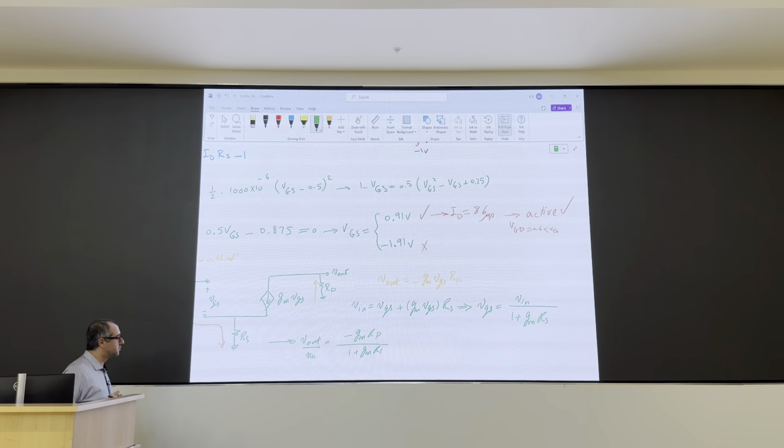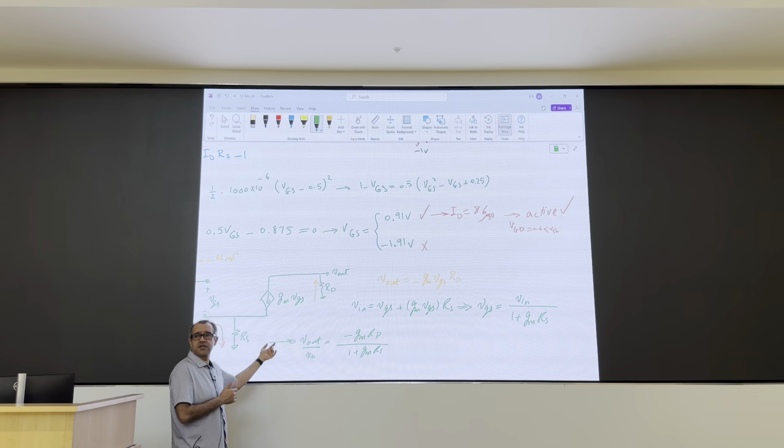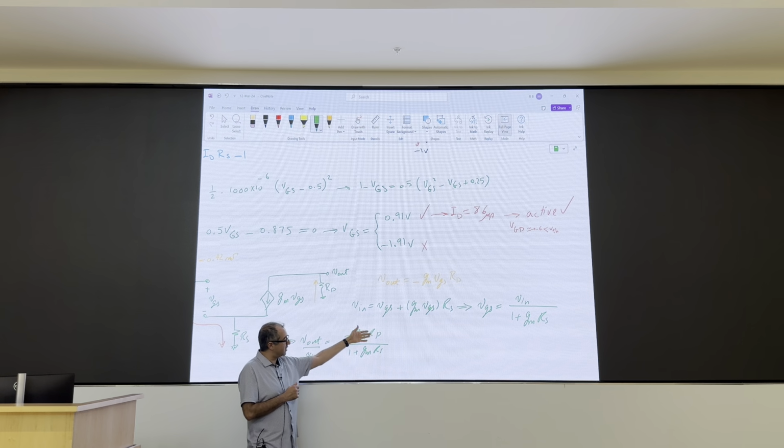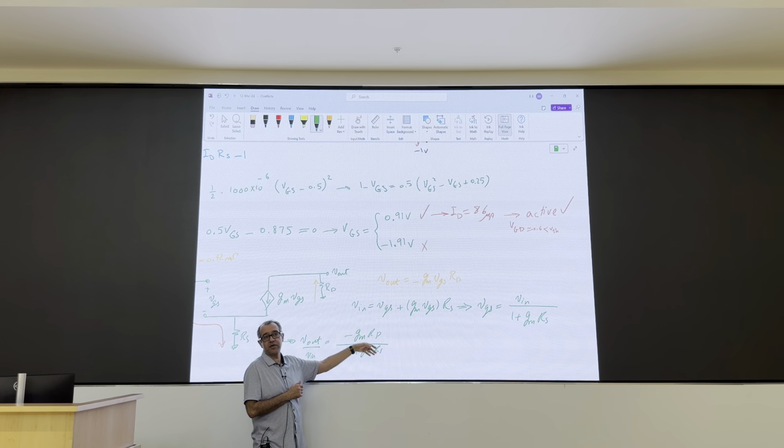Right? Just V out over V in. And here, does this look familiar? Yes. What does it look like? Same gain as a common emitter. Right? So say RC and RE, you are back to that stage, that same formula.